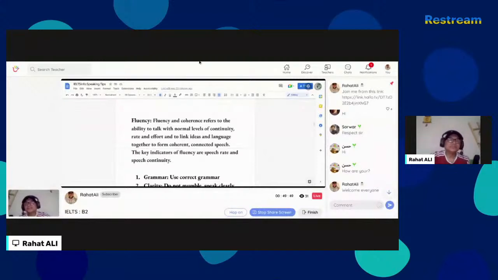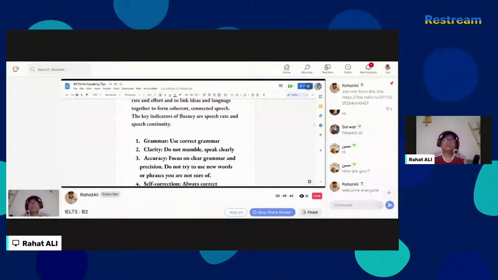Okay, so the next part is to use correct grammar. Grammar includes a lot of things, but I suggest you learn tenses correctly, all 12 tenses. Also learn conditional sentences, and also compound sentences. If you know these three things in grammar, you know more than 90% of English grammar. But you also have to be confident to use them. So that's very important for you to understand.